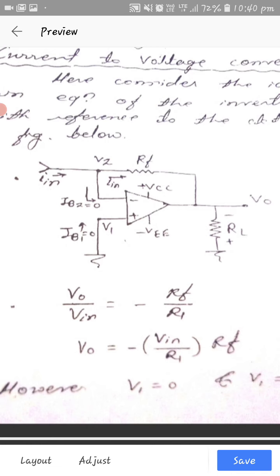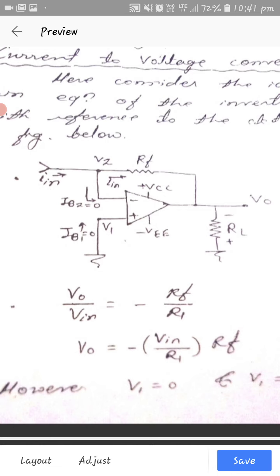The operational amplifier is used in an inverting configuration. Here we apply the V1 and V2 voltages. At the non-inverting terminal the input voltage is V1. We do not connect any external source or resistor; this terminal is grounded. The current flowing into the V1 input, the non-inverting terminal of the operational amplifier, is IB1, and the current IB1 is equal to 0.